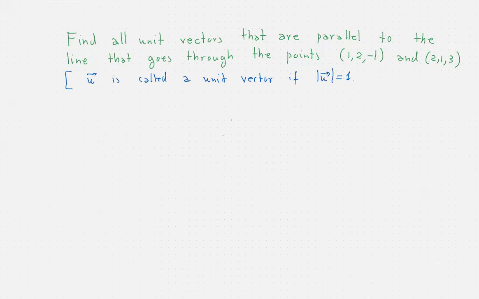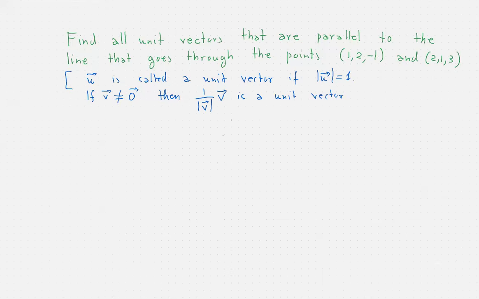If V is a non-zero vector, then if we scale it by the reciprocal of its magnitude, that's a mouthful, right? But still, if we scale it by that number, then that becomes a unit vector. That's basically all we need.